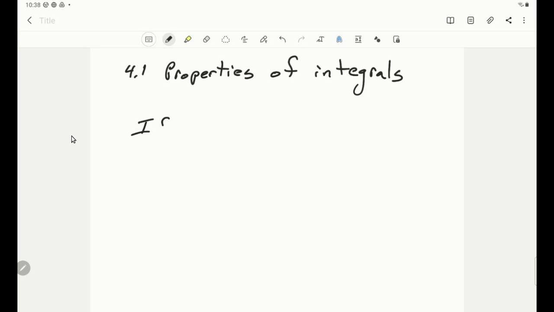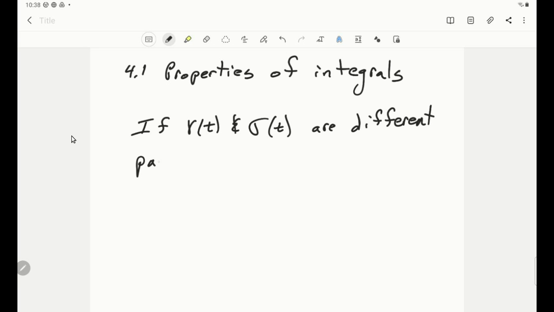So that's if gamma of t and sigma of t are different parameterizations of the same path.